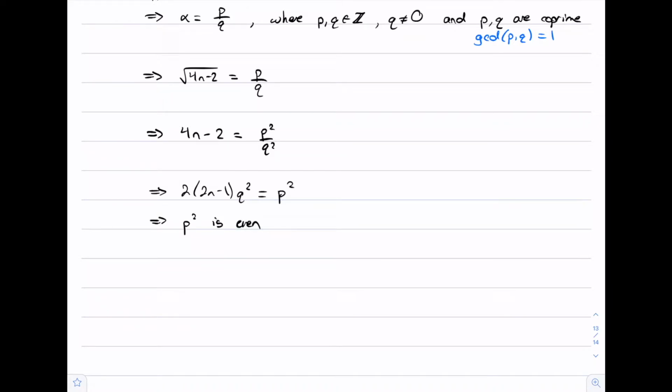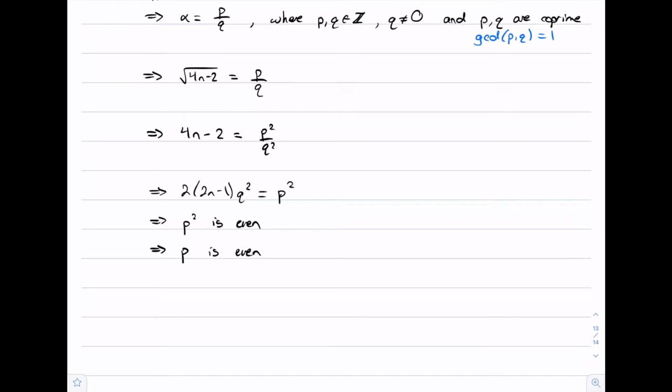And it's a very well-known fact that if P squared is even, then P is also even. And you can even try to prove this to yourself, that if P squared is even, then P is even. I think the best way of going about that would be using a proof by contrapositive. And you probably have done that in your textbook exercises as you're preparing for an exam anyway.